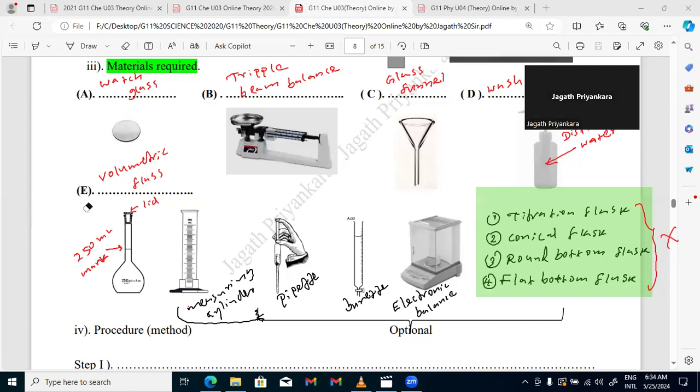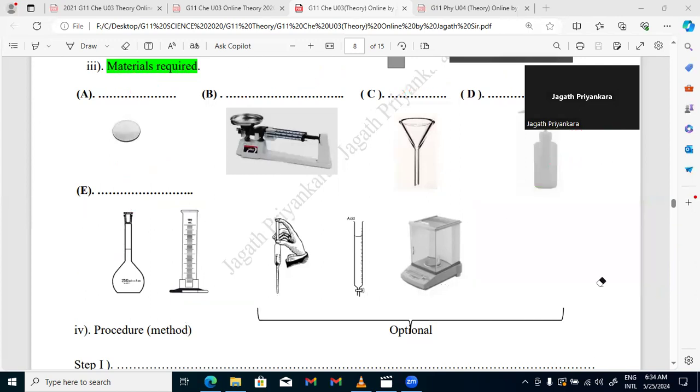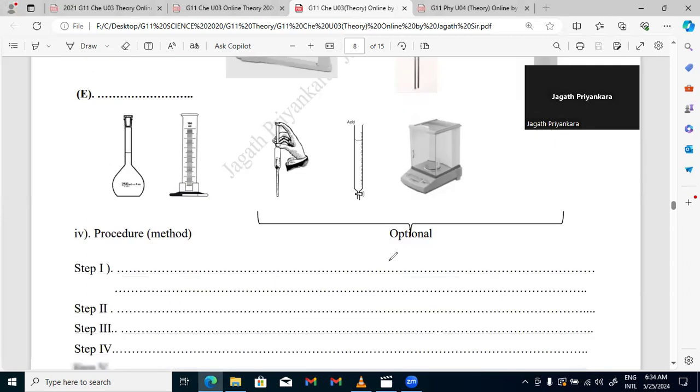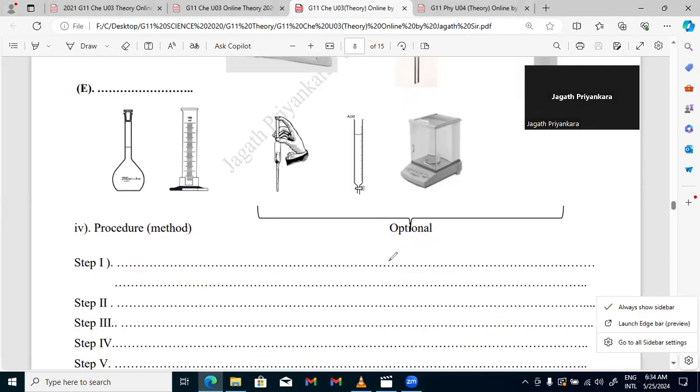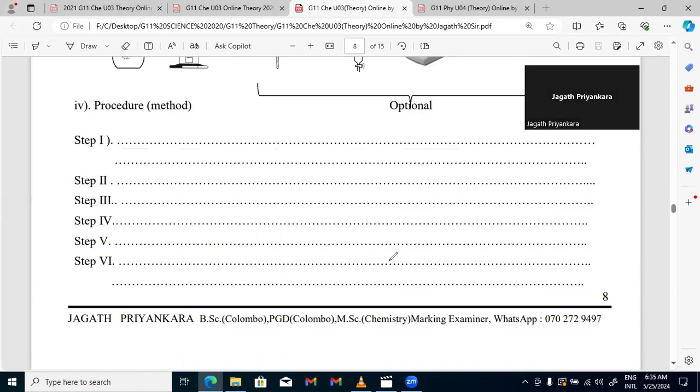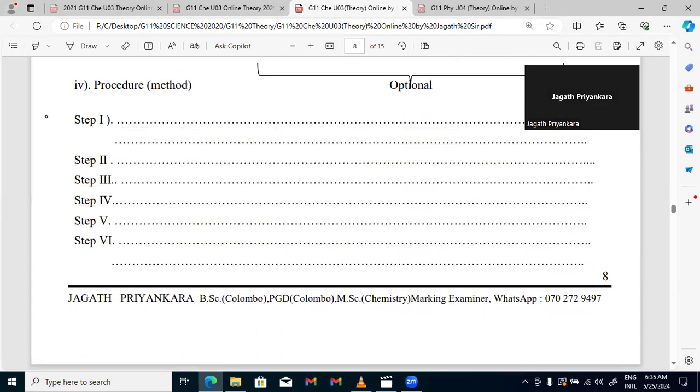The next one is procedure. Look at the screen, procedure. So what is the procedure? The main steps involved. First part: measure 1 gram of NaOH accurately using what? Triple beam balance. That is the first step.